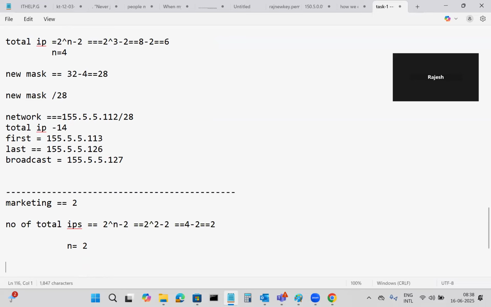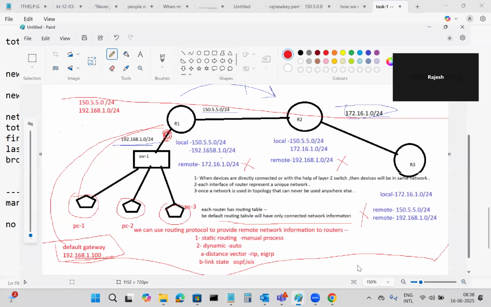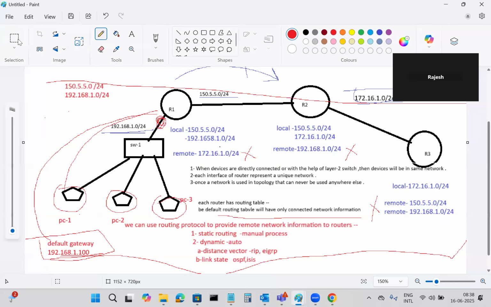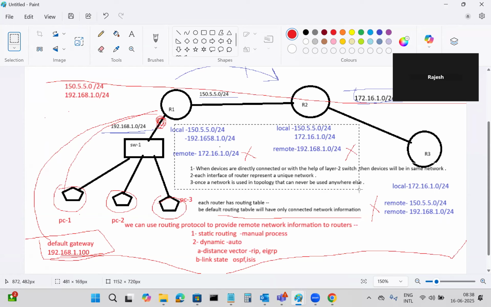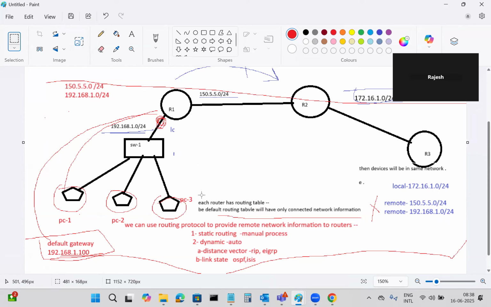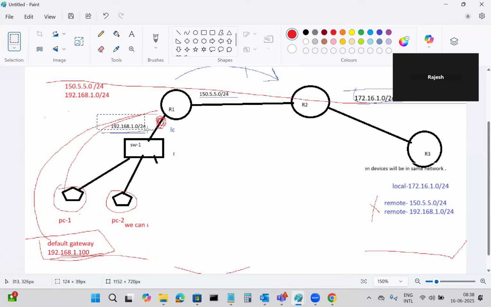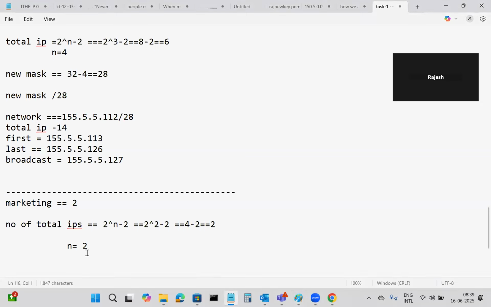Yeah, there is one problem in this. What is the problem? Let's go back to the paint, then I will explain it to you. Suppose this is the condition. Let me remove all this from the previous class. Let's suppose this is my marketing department. There are two devices only, so I need two IPs. According to this rule, it is fulfilling my condition, correct? But what is the problem?